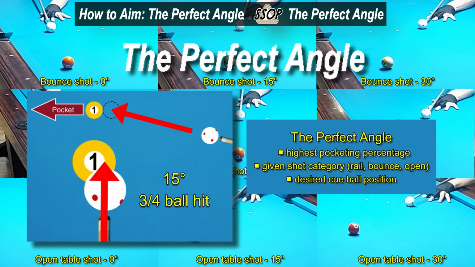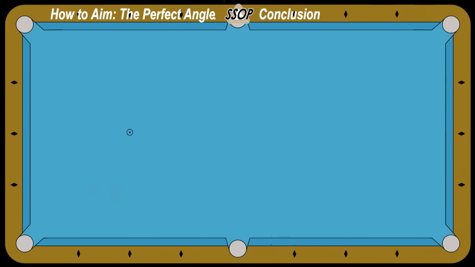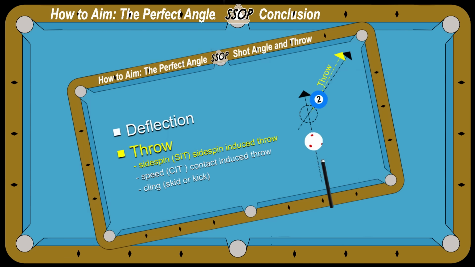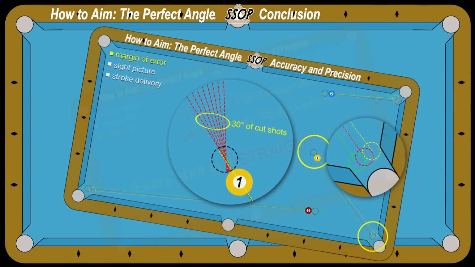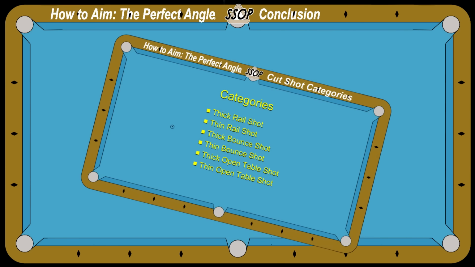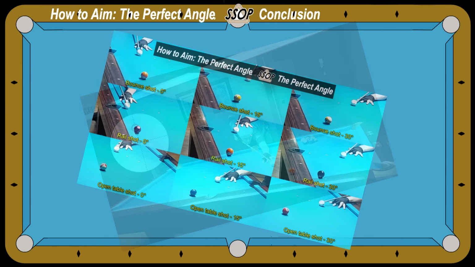I hope this video helps you take your aiming to the next level, mostly by understanding that aim point acquisition is only 5% of your work. The other 95%, your physical and mental process, is where the real work lies. In this video, we learned about deflection and throw, the margin of error, and that every shot is a straight shot, categories of cut shots to simplify practice, a bracketing method of cut shot practice, and the perfect angle.